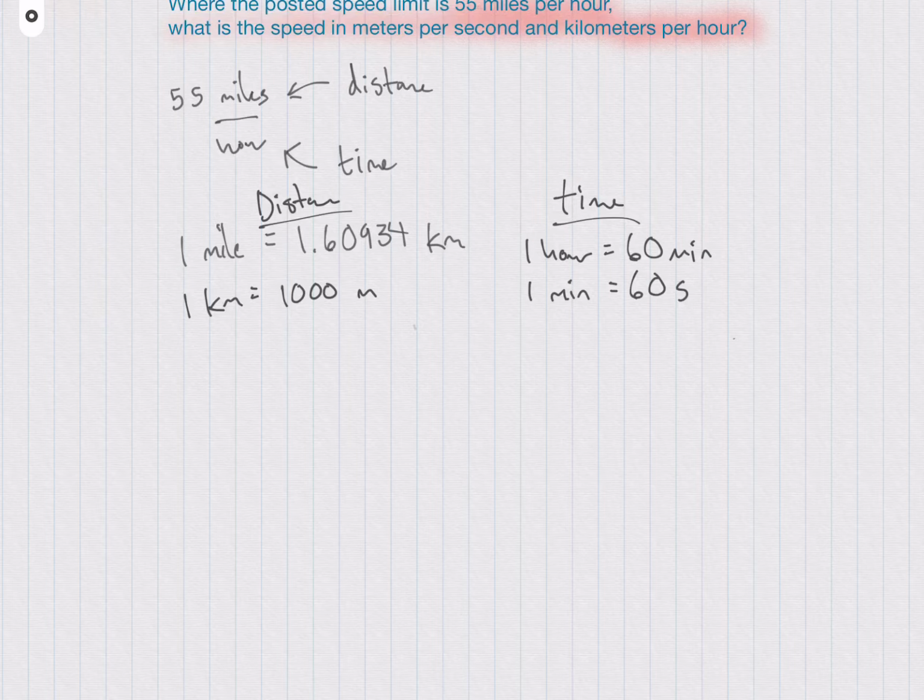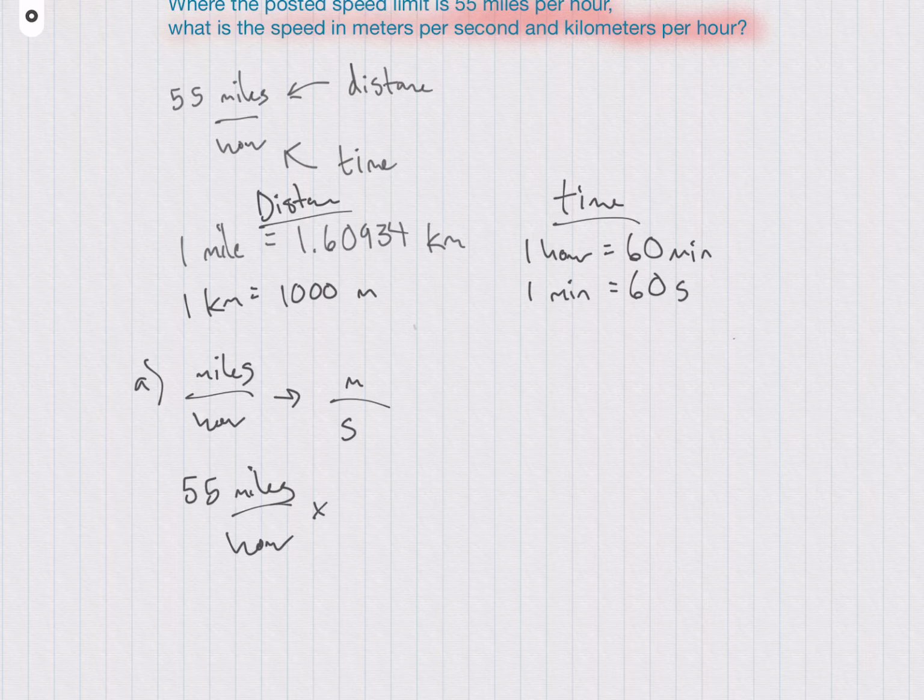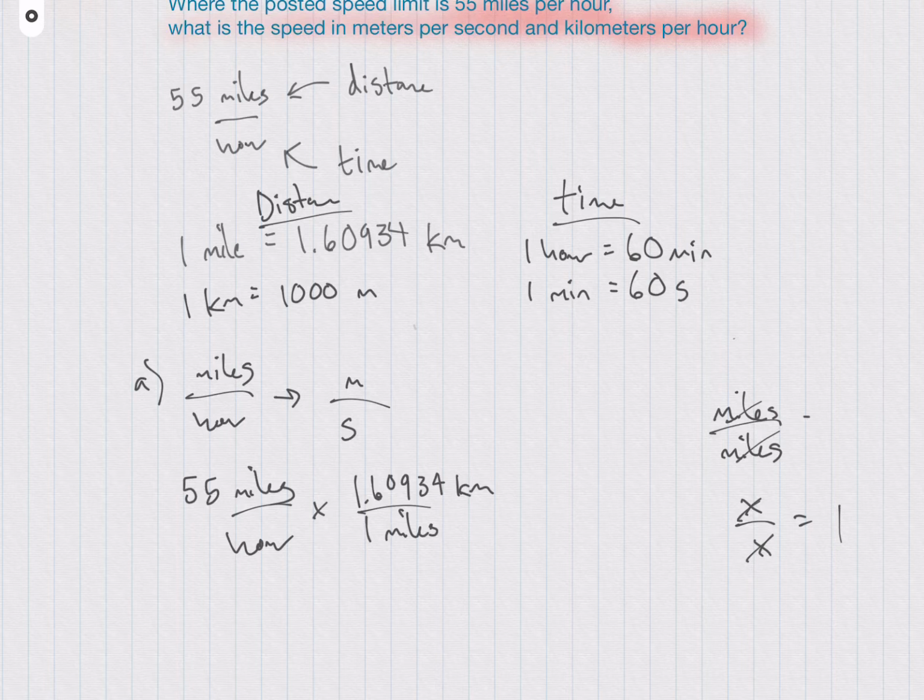So if we want to solve the problem, let's focus on part A first. We're trying to convert miles per hour to meters per second. Usually in physics you just see a little m to signify meters. Meters per second is a unit that you see constantly in physics. So we have our 55 miles per hour, and let's first focus on distance. I'm putting miles at the bottom because miles divided by miles is the same thing as x over x. When you have x divided by x, you can cross it out and you just get 1. So we can cross out the miles.